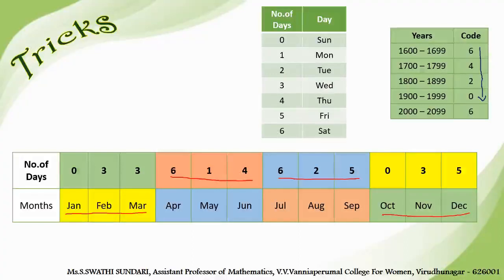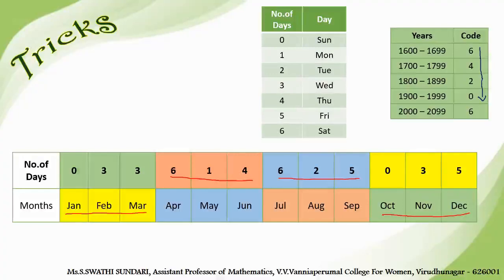Then for the year, these are the various years generally asked in all types of questions. From 1602 to 1699 we code it as 6, and 1702 to 1799 we code it as 4, and 1802 to 1899 as 2. How to remember this? We coded it in descending order, that is 6, 4, 2, 0, and again we recycle this 6, 4, 2, 0. So 1902 to 1999 as 0 and 2002 to 2099 as 6.